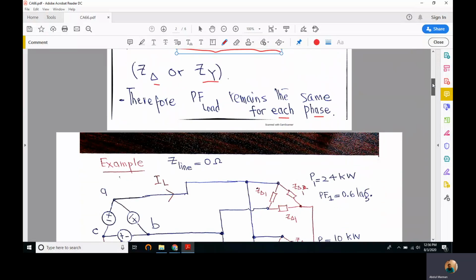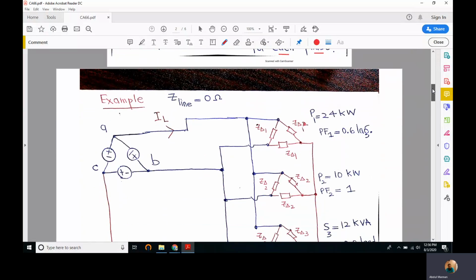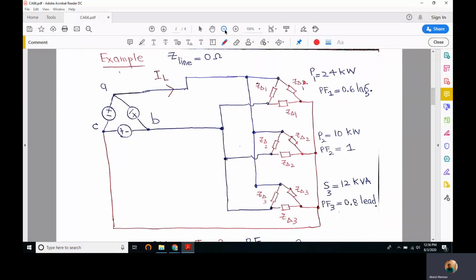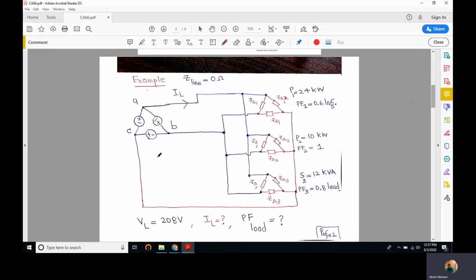To better understand the concept of power factor in a three-phase load, we'll solve this example. This is a very illustrative example in which a source is driving three delta connected loads. The three delta connected loads have different impedances, Z delta 1, Z delta 2, Z delta 3 per phase, and there is some other information given about these loads. P of the first load is 24 kilowatt, the average power. The power factor is 0.6 lagging for load number 1. For load number 2, the average power is 10 kilowatt and its power factor is 1. This means there is no inductor or capacitor, it's only resistive.